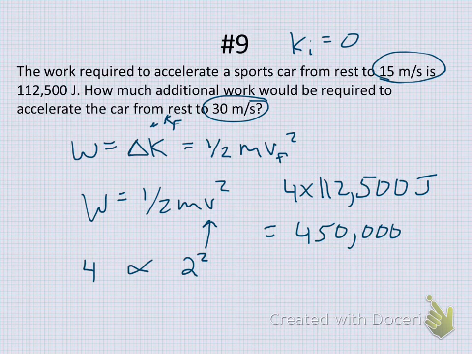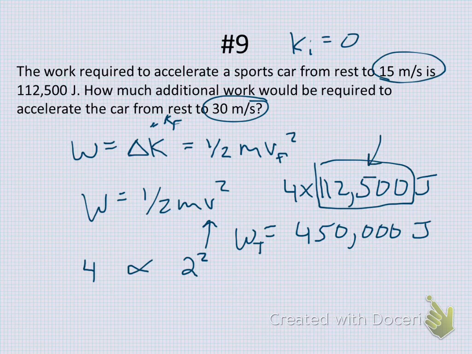Now you want to be careful, this is kind of like the bonus on the quiz. That isn't the final answer. That's the amount of total work needed. So this is the total work that's needed to get it to 30 meters per second, but it's asking how much additional work to this original amount right here. So we have to subtract this amount right here from this amount right here.